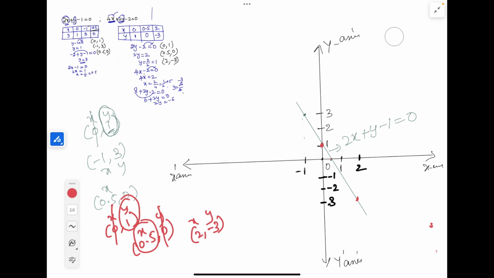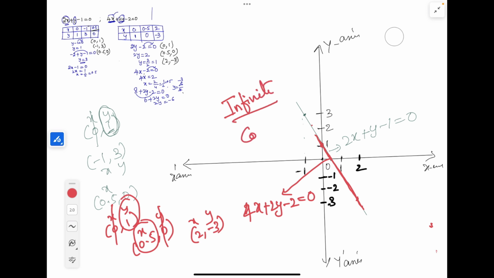That means if you observe, this line is coinciding. The second equation also we are getting on the same line. This is the first equation and this is the second equation, which is 4x plus 2y minus 2 is equal to 0. That means this pair of linear equations have infinitely many solutions. They are infinite solutions and they are coinciding.